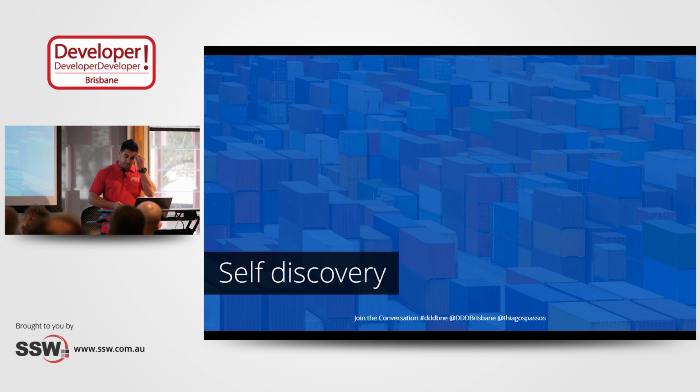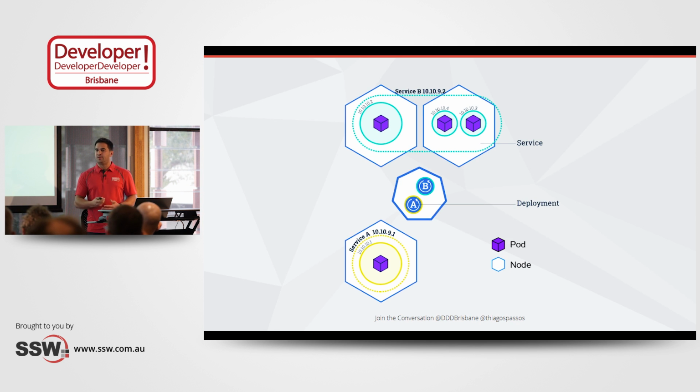But the next thing is self-discovery. When I first started with containers and orchestration specifically, I didn't understand the concept, right? You deploy your container, and it's going to say, hey, I'm here, just use me. It didn't get into my mind. But then I had a look further, and it's actually pretty simple, right? So you've got service B at the top and service A at the bottom. And the service is basically a way to expose your application either internally or externally. Okay, does that make sense?